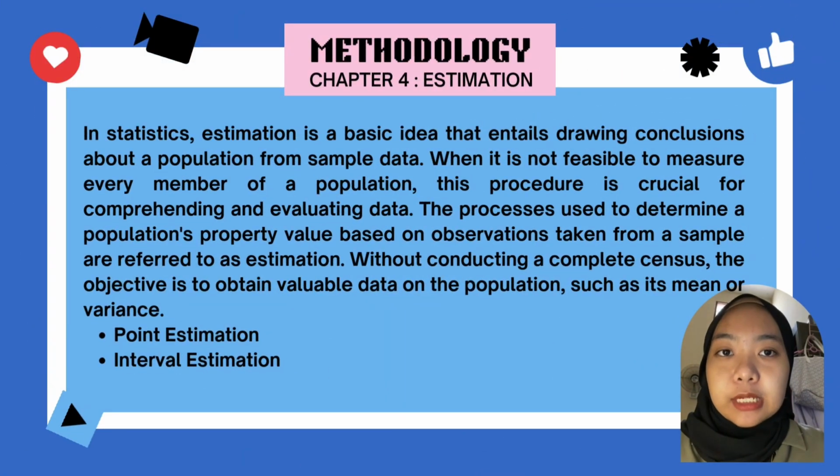Methodology chapter for estimation. In statistics, estimation is a basic method that entails drawing conclusions about a population from sample data, such as the mean or variance, without conducting a complete census. Estimation has two types: point estimation and interval estimation. Point estimation involves providing a single value. For instance, the sample mean is often used to estimate the population mean, while an interval estimation, or confidence interval, is a range between two values that is likely to contain the parameter being estimated.